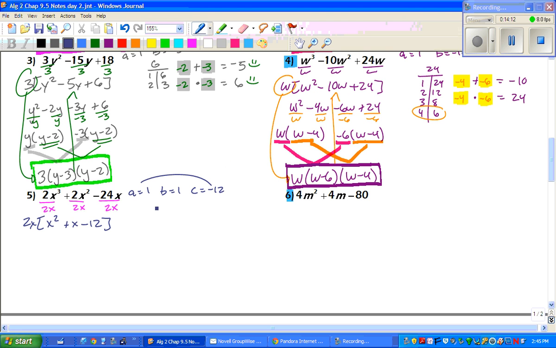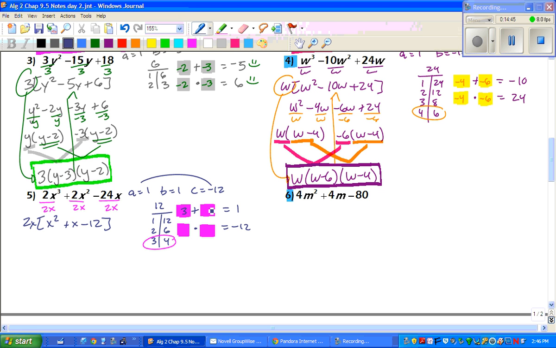When we multiply those two together, I need the factors of 12. 1 and 12, 2 and 6, 3 and 4. And out of that group, which numbers add up to get to 1, but multiply to get to -12? Any ideas? Well, the only ones that are 1 apart are 3 and 4.